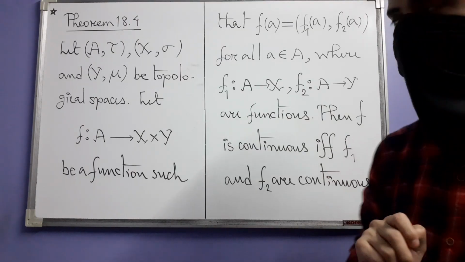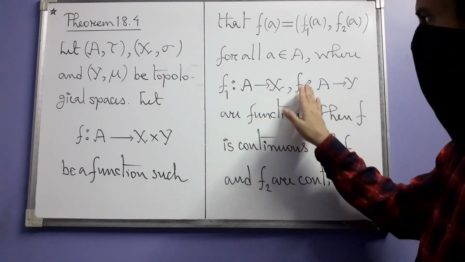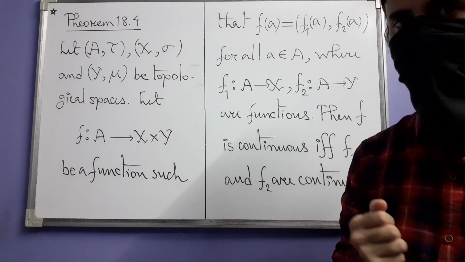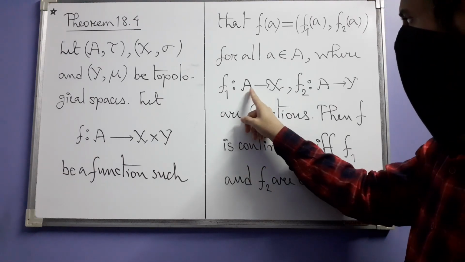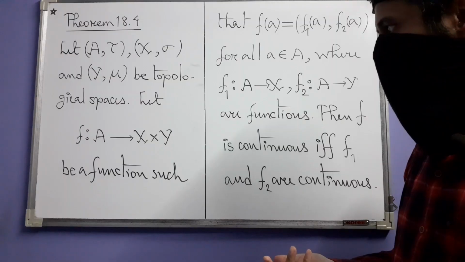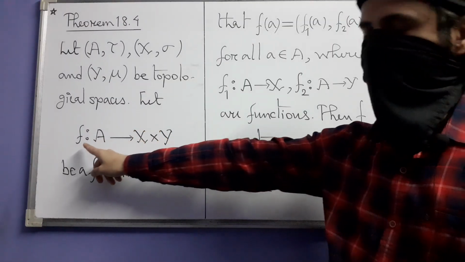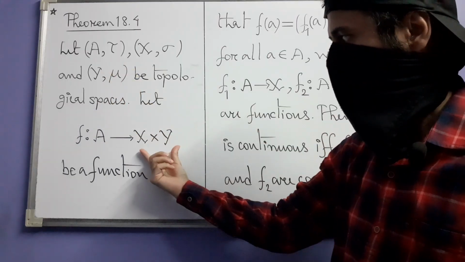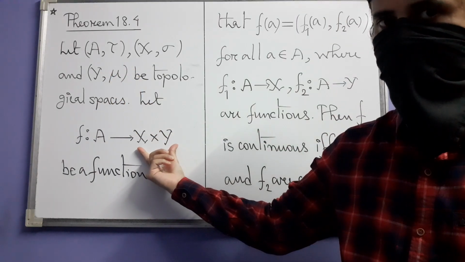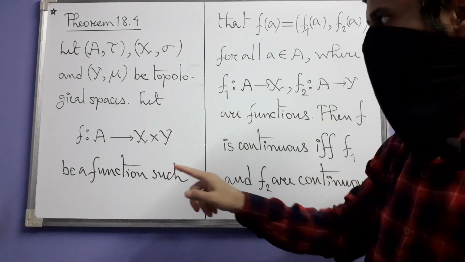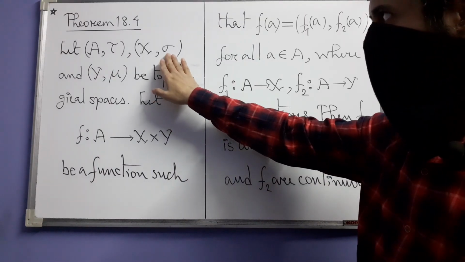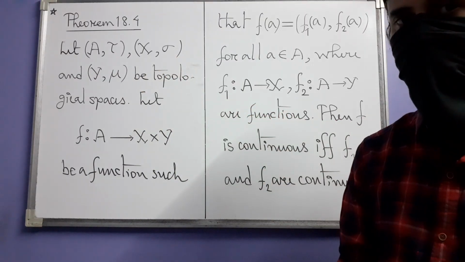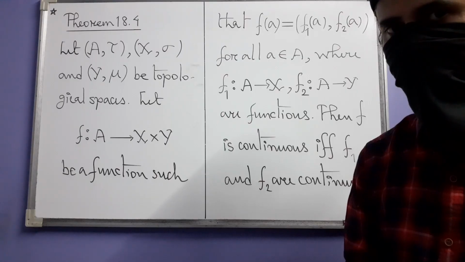That is the claim. Continuity of f1 and f2, obviously you understand what that means because A, X and Y are topological spaces. What about continuity of f? A already has the topology tau. What topology do we have on this Cartesian product? That is the product topology that you derive from sigma and mu. So let's now prove this theorem.